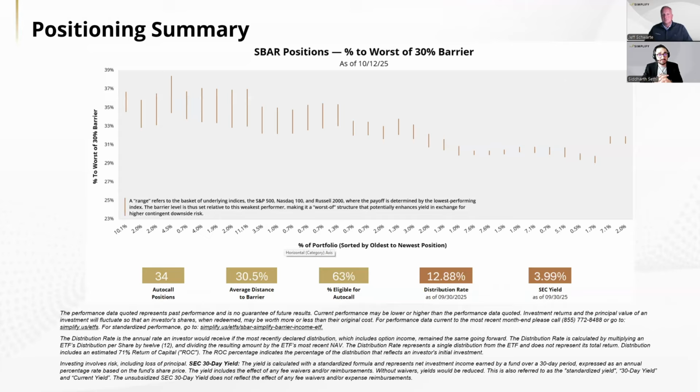And then the last two are something that Jeff already described before, the distribution rate, which is annualized at 12.88%, and the SEC yield, which is roughly 4%, driven more by the Treasury securities.